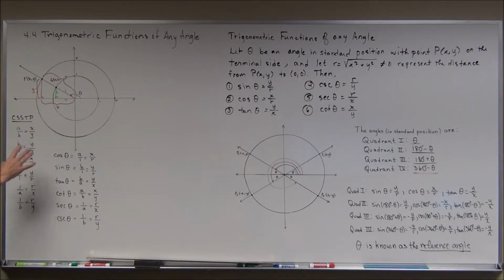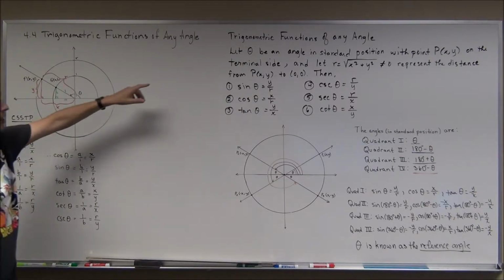So for any size circle, I could set up my right triangle and I can do my SOHCAHTOA and I can keep track of my signs, S-I-G-N-S, so that I know if it's positive or negative based on the quadrant. Remember, all students take calculus to help us keep track.